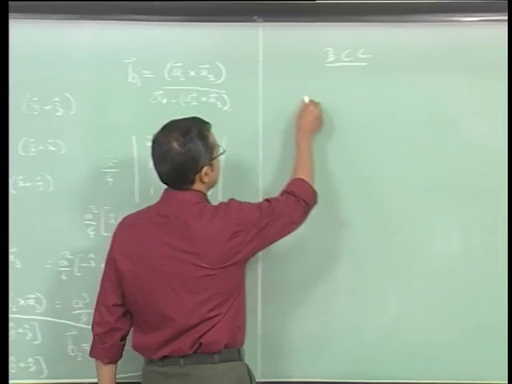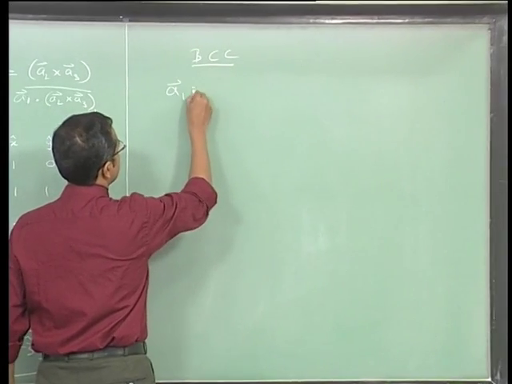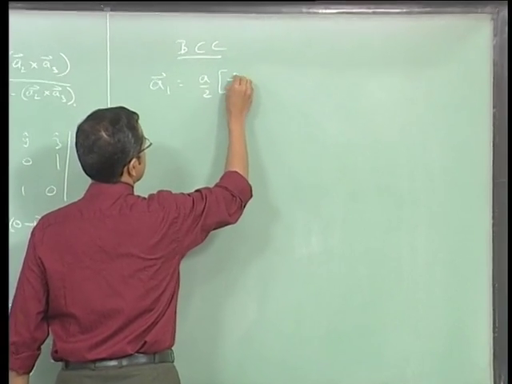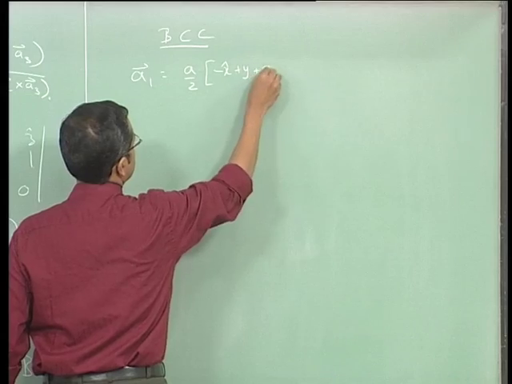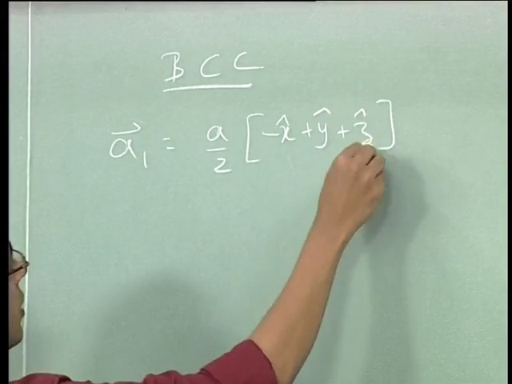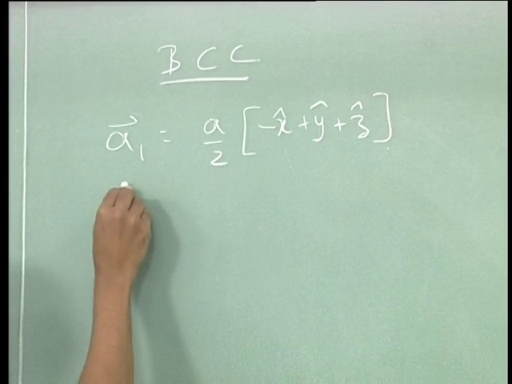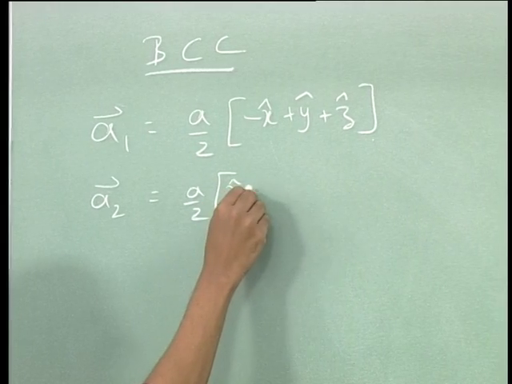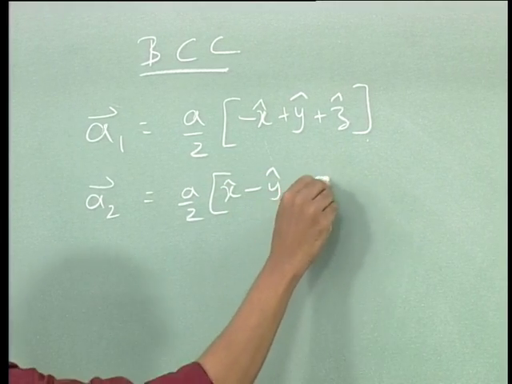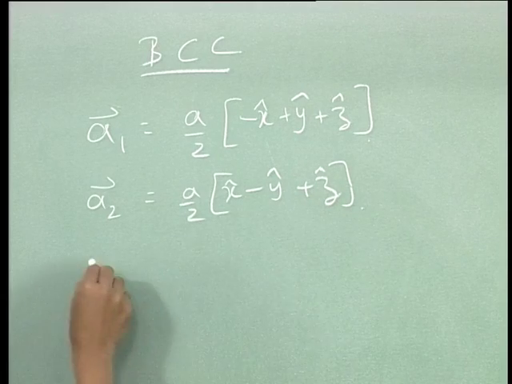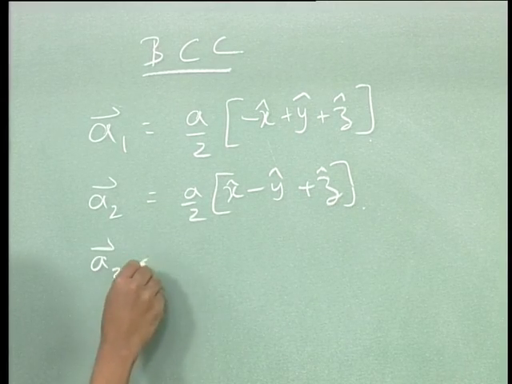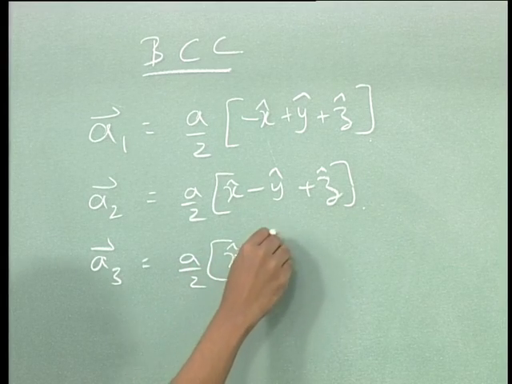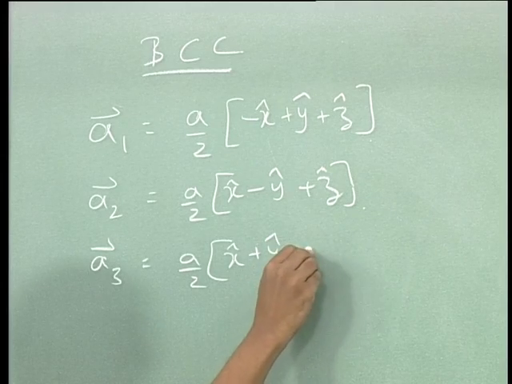In BCC in fact we will have a1 is a by 2 minus x plus y plus z, a2 is a by 2 x minus y plus z, and a3 is a by 2 x plus y plus z, so I am sorry, minus z.